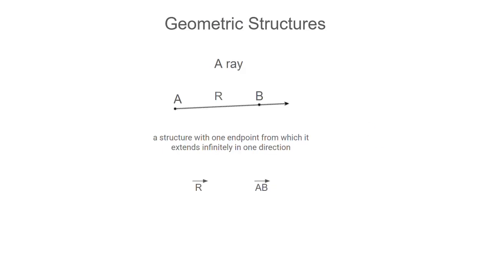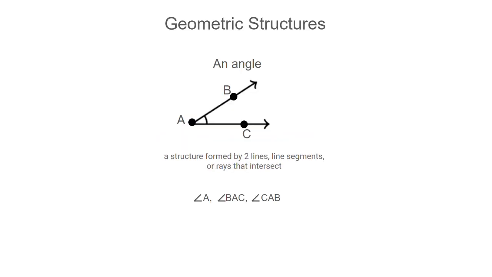Next, a ray, which is a structure with one endpoint that it stretches indefinitely from in one direction. These can be named just like lines or line segments, with the endpoint and any other point on it. When naming a ray, the endpoint must come first, and the arrow symbol above it must be pointing to the right. Now we have the structure so important it needed 2 pages.